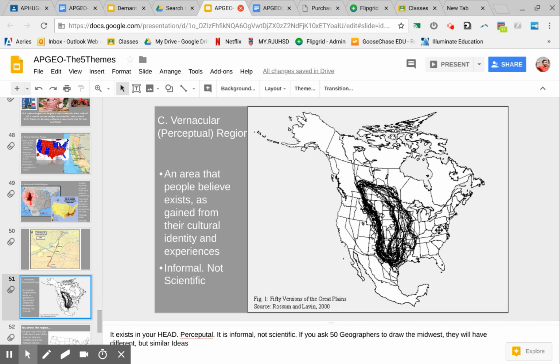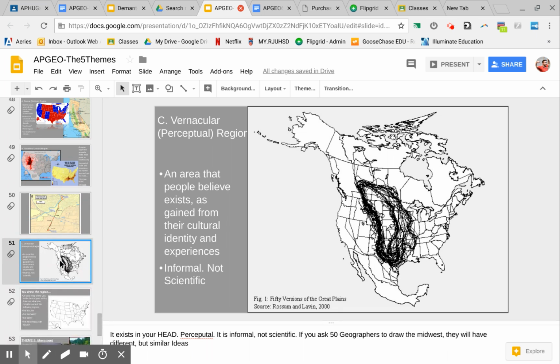If we said the South, technically the South is everything south of the middle of the United States, but we know we're talking about this. The South is a very famous perceptual or vernacular region. It lives in your head. Easy? I hope you were taking notes.